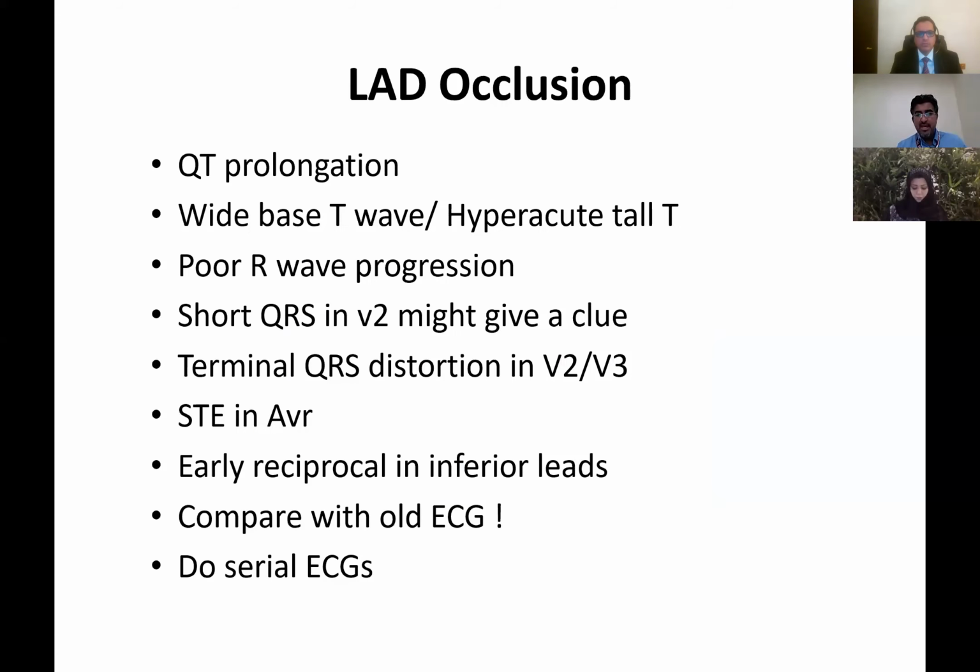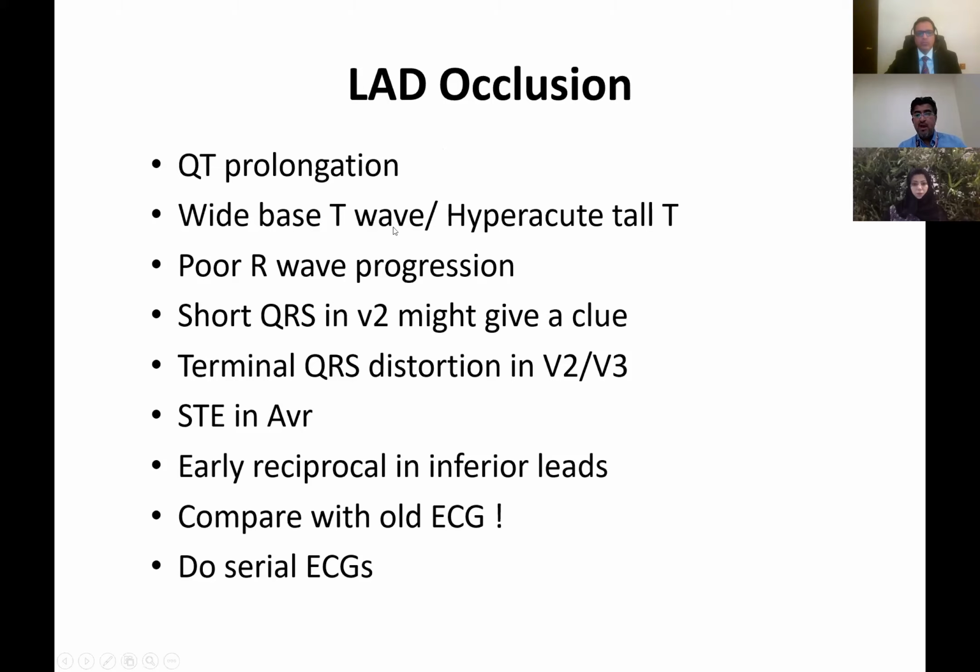So to summarize LAD occlusion, what are the things that can tell me my patient has LAD occlusion? Look at the QT interval. If there is QT prolongation, the base of the T wave starts to be wide, your patient has QT prolongation, especially if it goes beyond what's normal for male and female. And please repeat the ECG, because it will give you a clue. If there is progression of QT prolongation with repeated ECGs, probably there's ischemia.